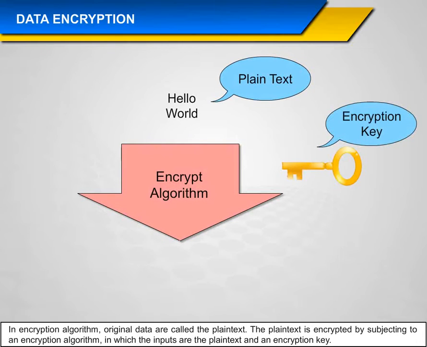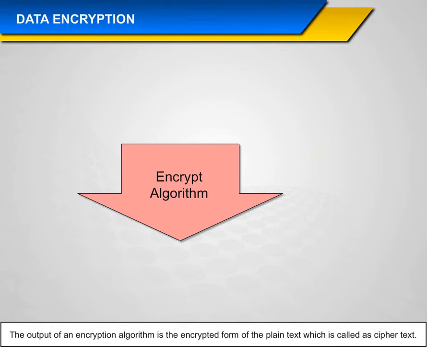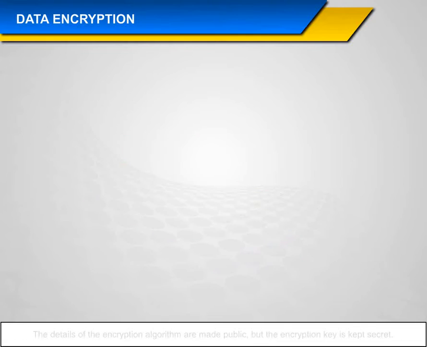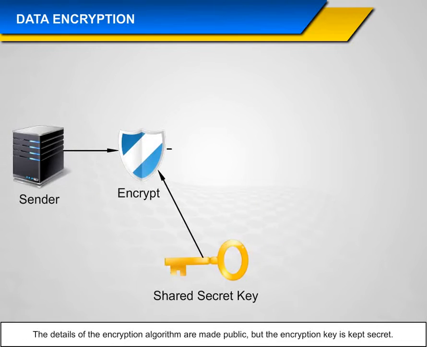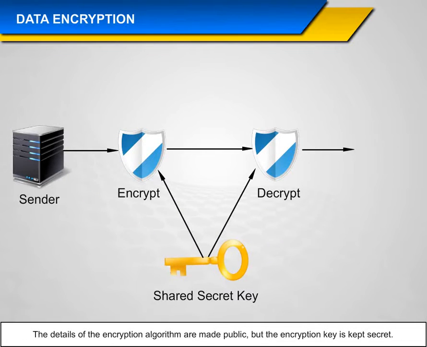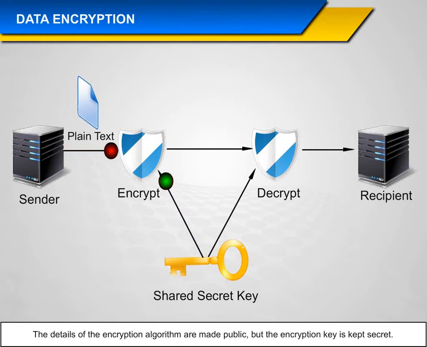original data are called the plain text. The plain text is encrypted by subjecting it to an encryption algorithm in which the inputs are the plain text and an encryption key. The output of an encryption algorithm is the encrypted form of the plain text, which is called ciphertext. The details of the encryption algorithm are made public, but the encryption key is kept secret.